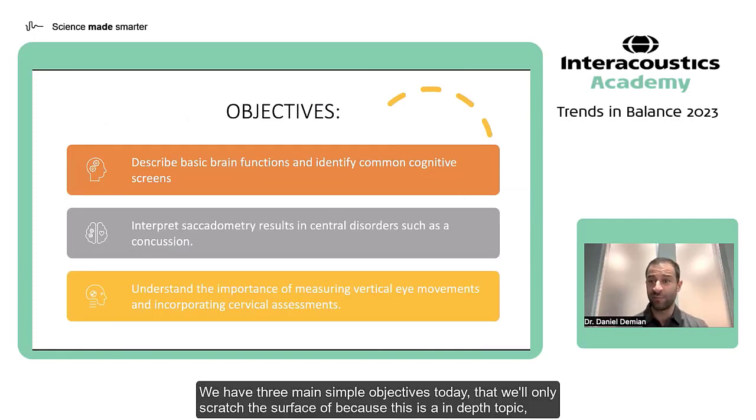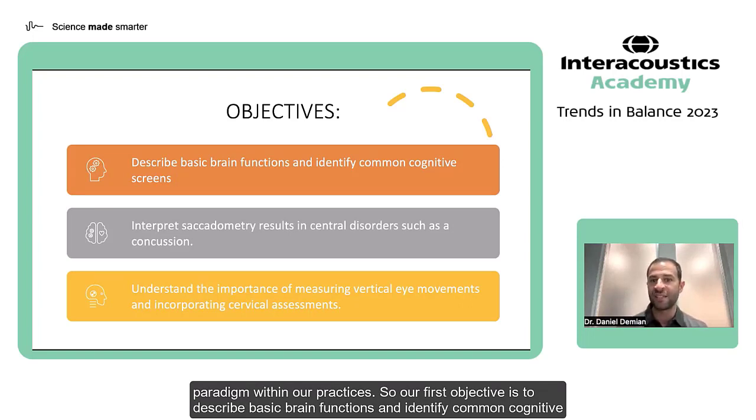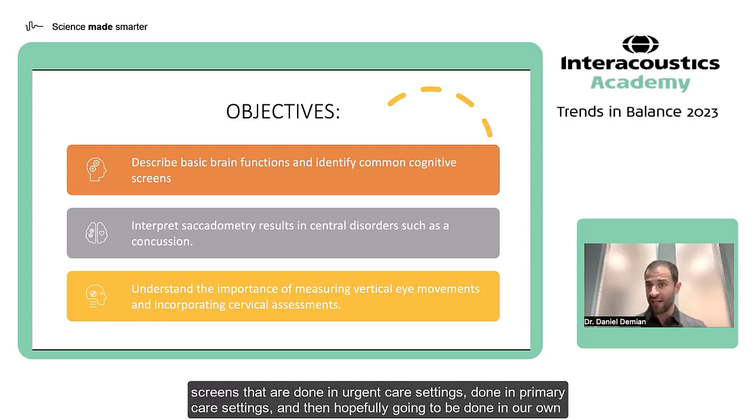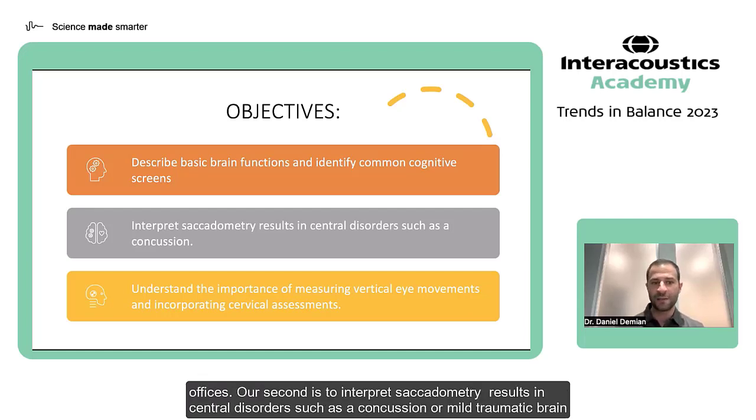We have three main simple objectives today that we'll only scratch the surface of, because this is an in-depth topic and the depth matters. I want to start to encourage a new paradigm within our practices. Our first objective is to describe basic brain functions and identify common cognitive screens that are done in urgent care settings, in primary care settings, and hopefully will be done in our own offices. Our second is to interpret saccadometry results in central disorders such as concussion or mild traumatic brain injury.